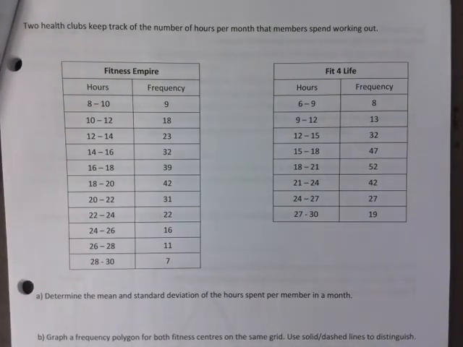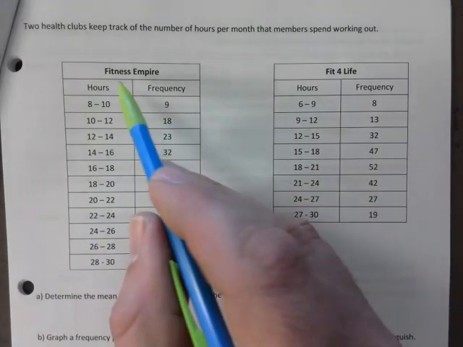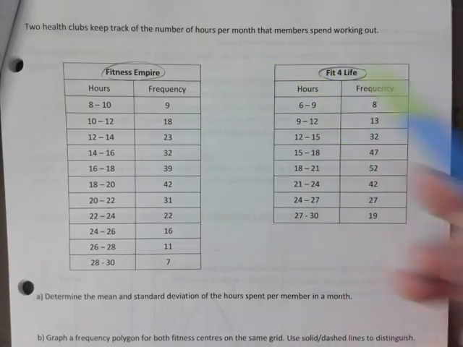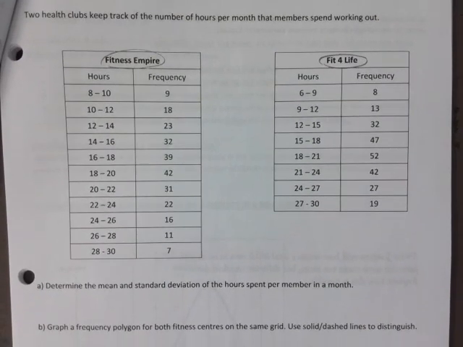So you've got two health clubs that kept track of the number of hours per month that members spend working out. Okay, so they've asked their members. So there's Fitness Empire and there's Fit for Life, right? Two different fitness places, right? Gyms. What would you do? Let's just do one at a time.